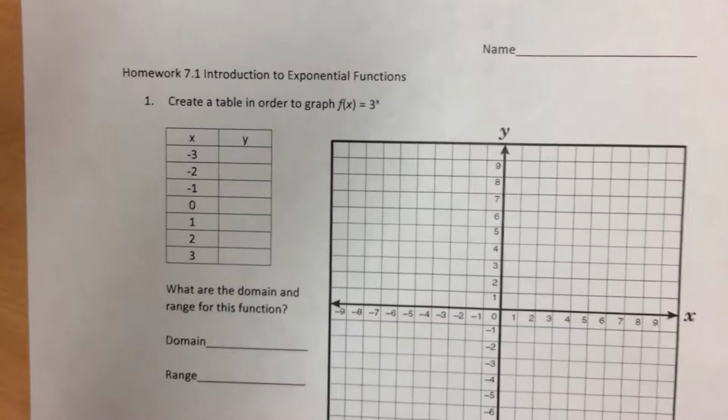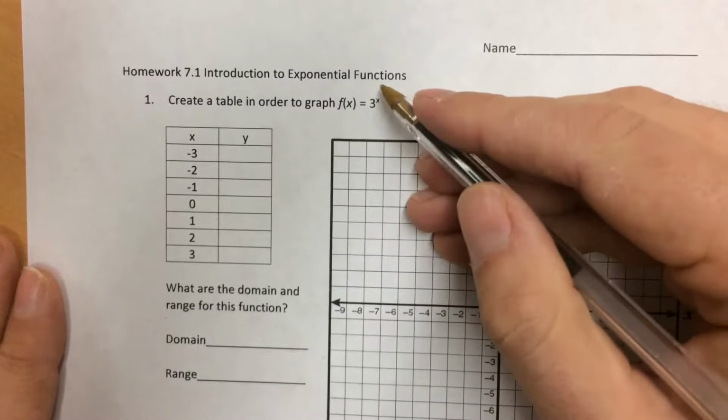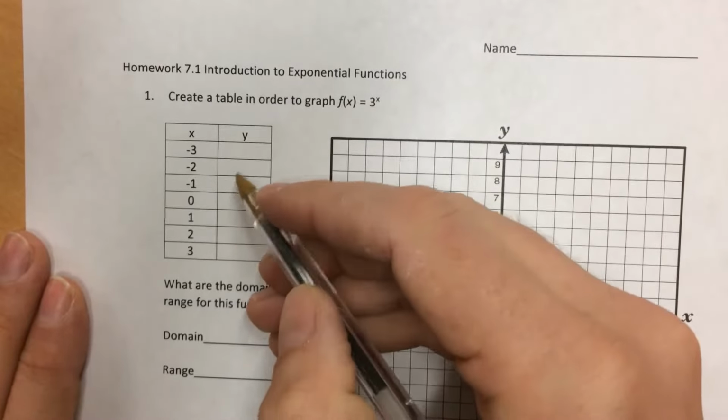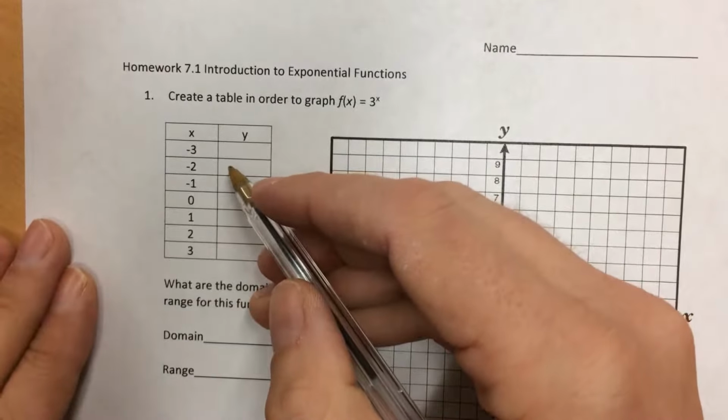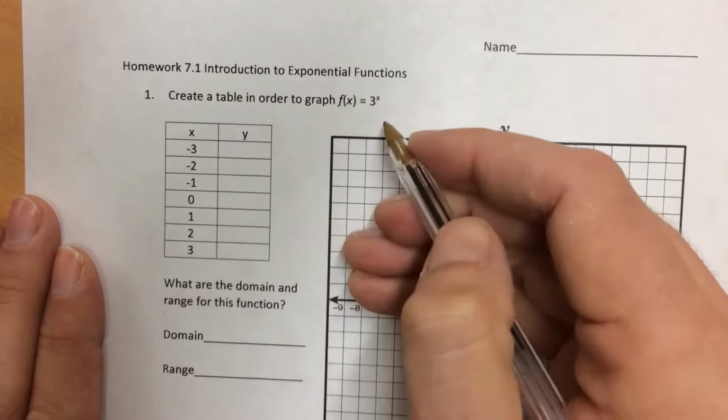In homework 7.1, we are remembering how to do exponential functions. We have done this problem before in class and on earlier homeworks, but let's make sure we still know how to do it. We're making a table to graph.